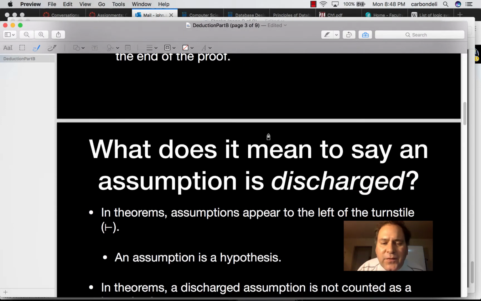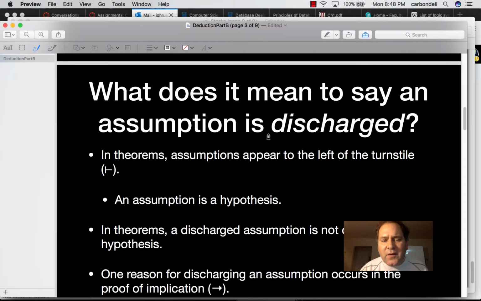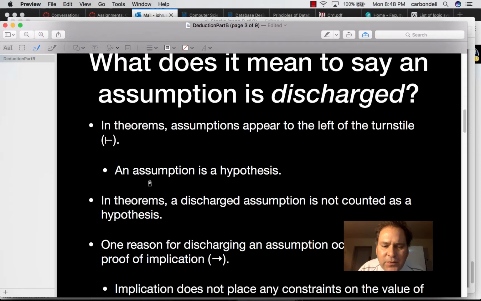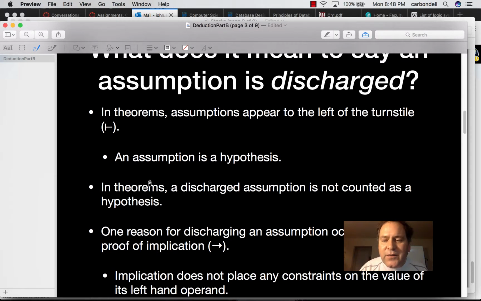What does it mean to say an assumption is discharged? In theorems, assumptions appear to the left of the turnstile. And here is the turnstile symbol right here. And what we're calling an assumption is essentially a hypothesis. And in theorems, a discharged assumption is not counted as a hypothesis.